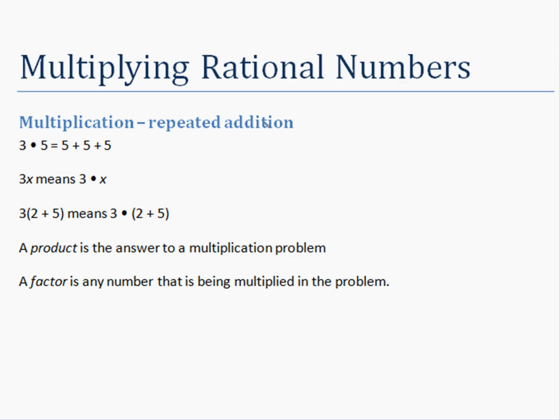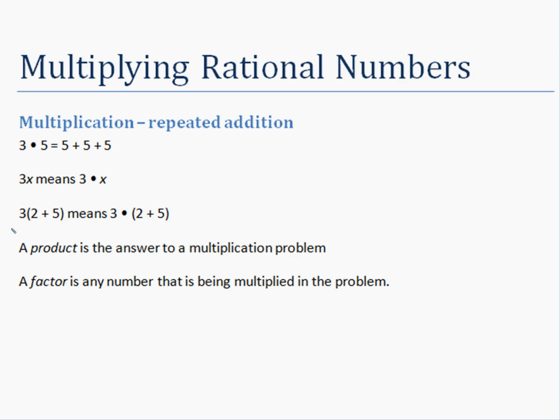Repeated addition. So 3 times 5 is simply that we have 3 5s. We have 5 added together 3 times. If you ever see a number next to a variable, it just means multiplication. Also, if you see a number next to parentheses, it means multiplication. We don't write the multiplication sign, it's just understood that 3x means 3 times x, and 3(2 + 5) means 3 times 2 plus 5.